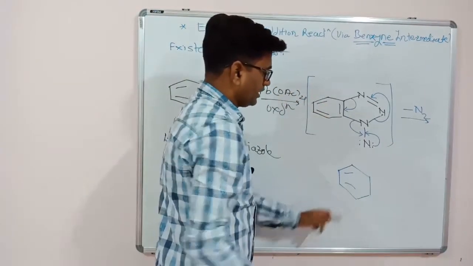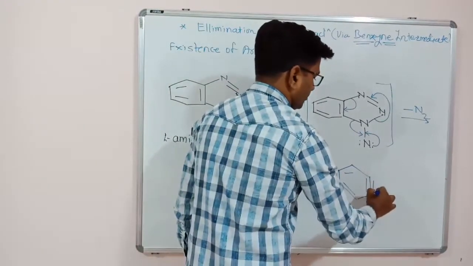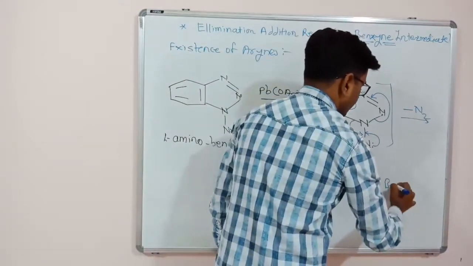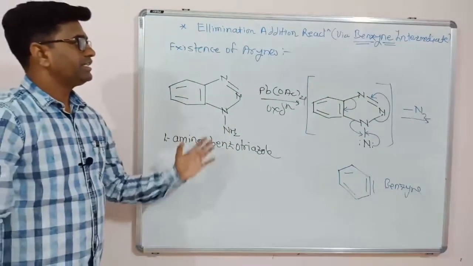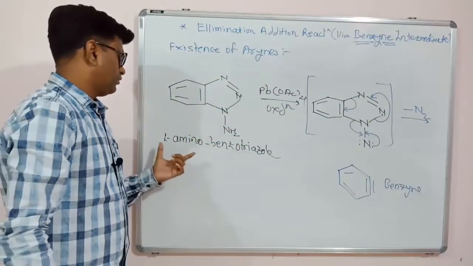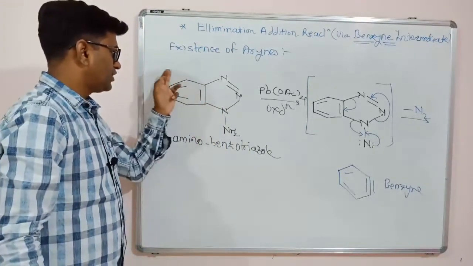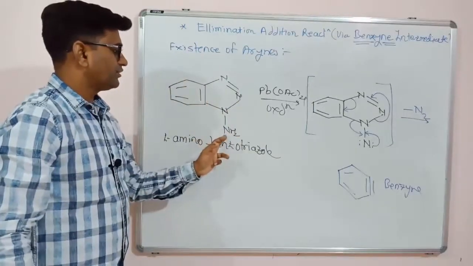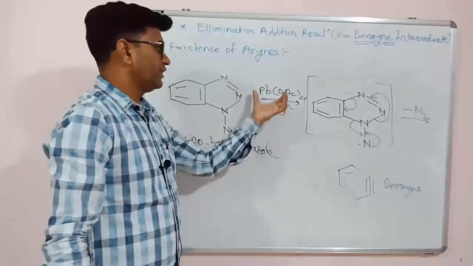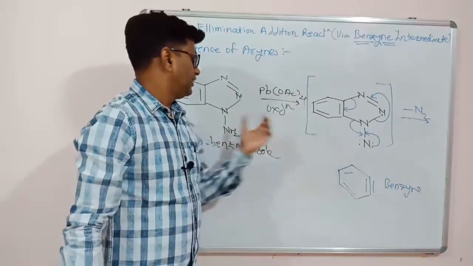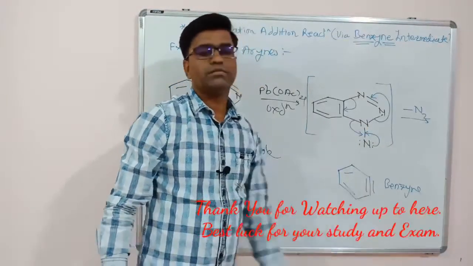See here, these 2 double bonds are as they are, and this is a triple bond newly formed, and this intermediate is called benzyne or arine. So industrially, the arines are prepared from 1-aminobenzotriazole. This is the structure of 1-aminobenzotriazole. This is the benzotriazole. At the first nitrogen there is an amino group, that's why 1-aminobenzotriazole on oxidation with lead tetraacetate forms a nitrene over here. So this nitrene on rearrangement gives us benzyne.